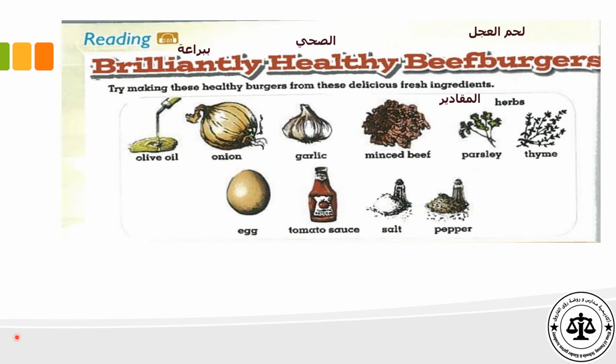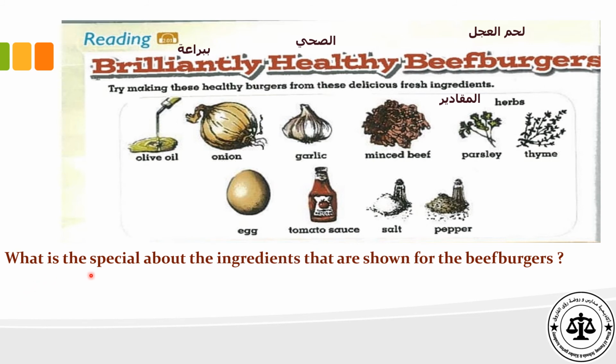Look at these two questions. Number 1. What is special about the ingredients that are shown for the beef burgers? Look at this line. Try making these healthy burgers from these delicious fresh ingredients. So what is special about these ingredients is that they are fresh.